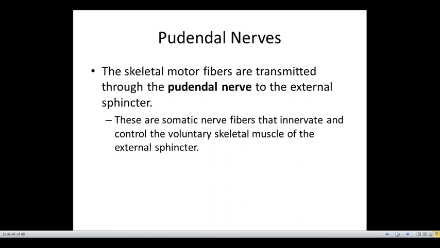On the other hand, the skeletal motor fibers are transmitted through the pudendal nerve to the external sphincter. So the external sphincter has a separate nerve supply through the pudendal nerve, and these are somatic nerve fibers that innervate and control the voluntary skeletal muscle of the external sphincter.